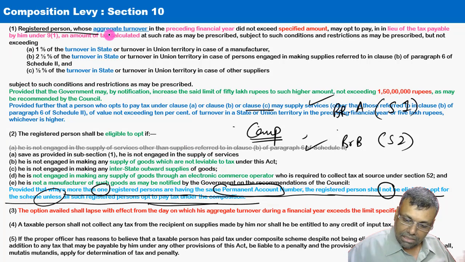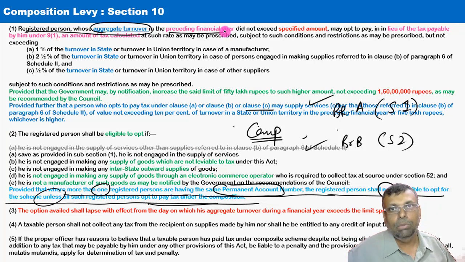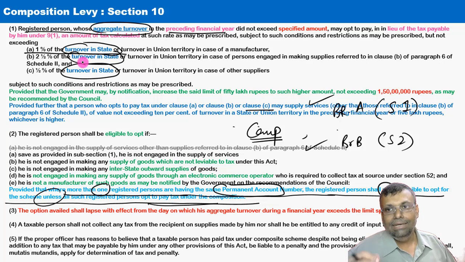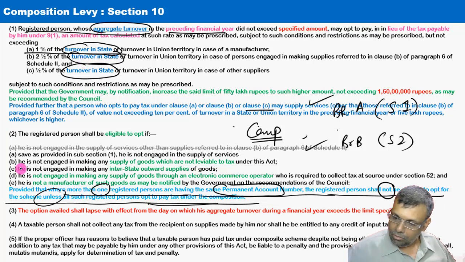I will once again repeat this very precisely, because students make this silly mistake. A registered person whose aggregate turnover in the preceding financial year is so and so, that is aggregate turnover for one purpose. And for the percentage tax liability calculation, it is turnover in the state. Aggregate turnover is calculated on an all India level basis, and turnover in the state will be with respect to those transactions in the state, and accordingly you will have to calculate this tax liability.